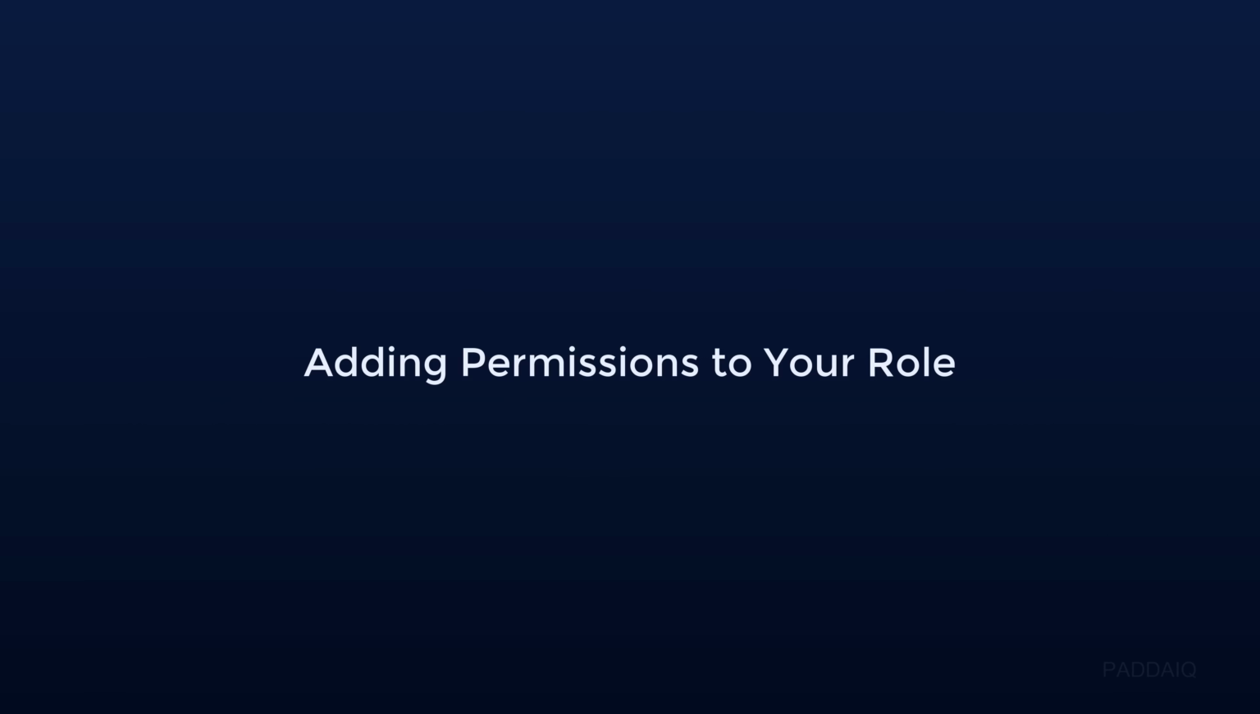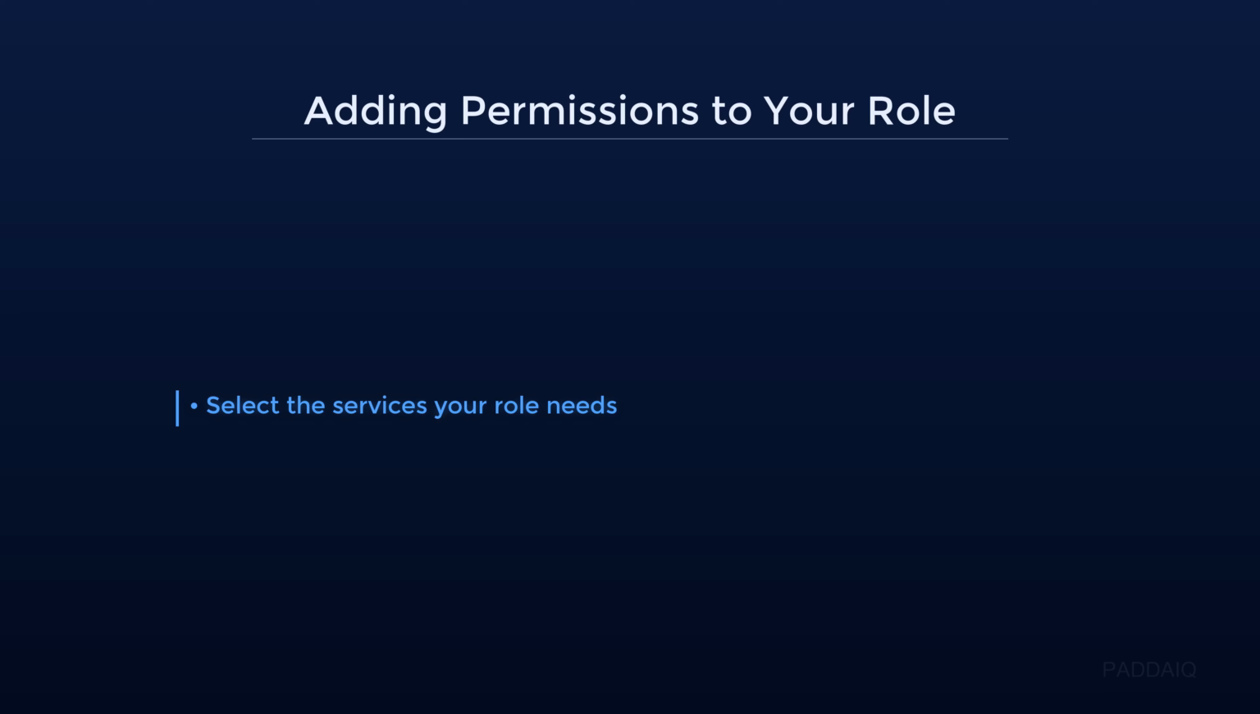Adding permissions to your role. Select the services your role needs. This means choosing which SAP BTP capabilities, like databases or AI tools, your role can access. For example, a sales analyst role might need access to the SAP HANA database service to run reports. By carefully selecting these, you ensure the role has precisely the right tools for the job.